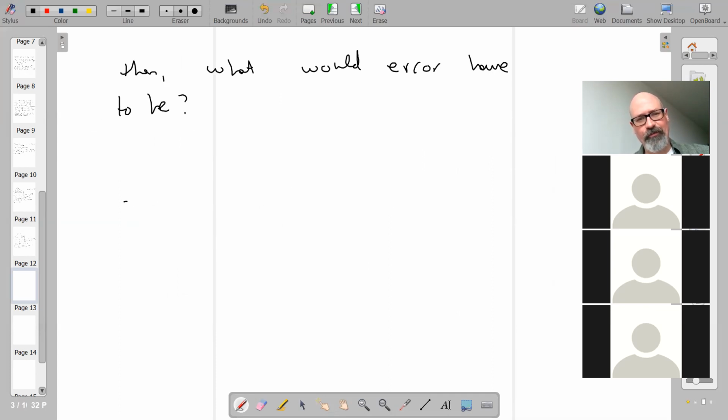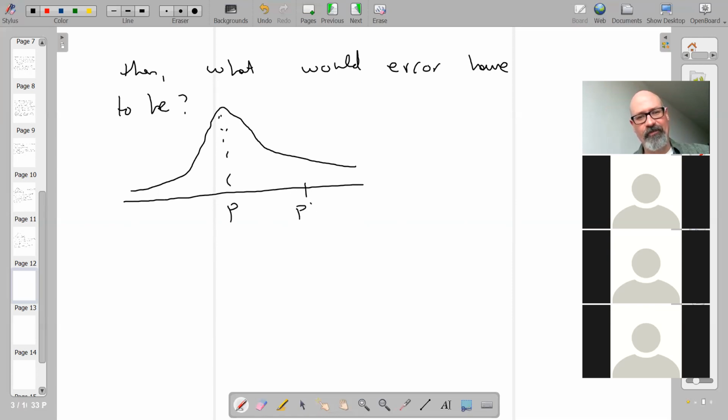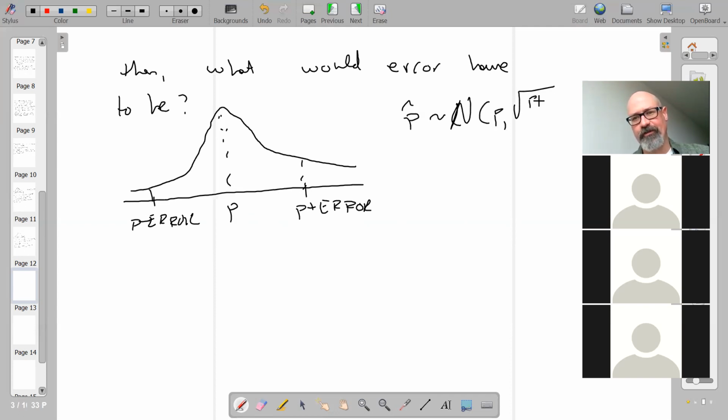If you're dealing with a normal distribution, I always draw these very, very poorly. Sorry about that. So it's P plus error, P minus error over here. This is normally distributed, so P hat is normally distributed with these characteristics. I'll write the standard deviation as I normally do, this way right here.